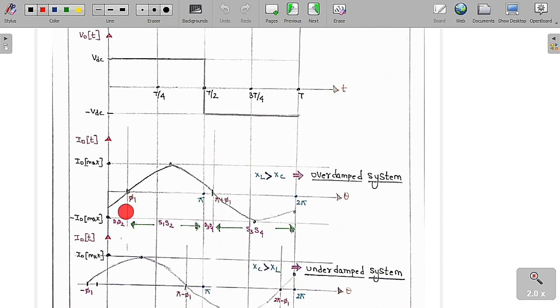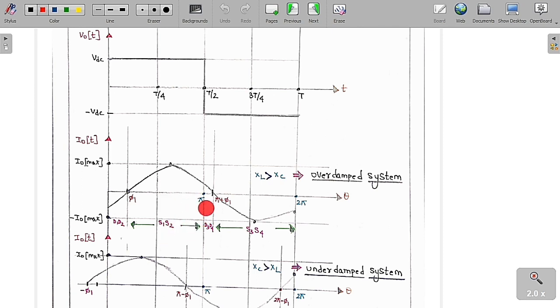Now you can see clearly, from 0 to phi 1, the voltage is positive and the current is negative. Voltage positive and current negative means that D1, D2 are conducting. Whereas from phi 1 to pi, the voltage is positive and the current is also positive. When both are positive, S1, S2 are conducting.